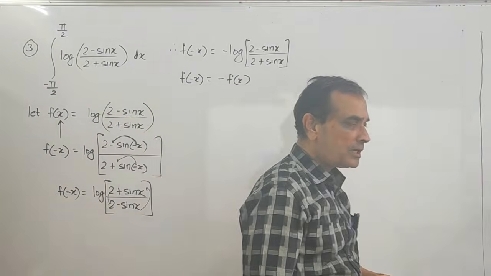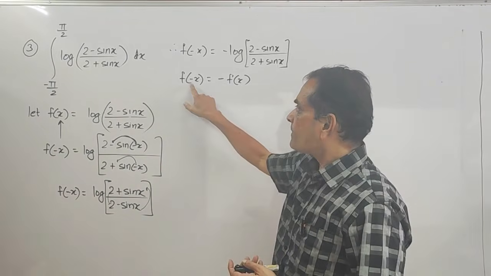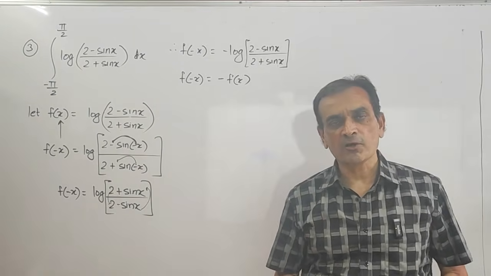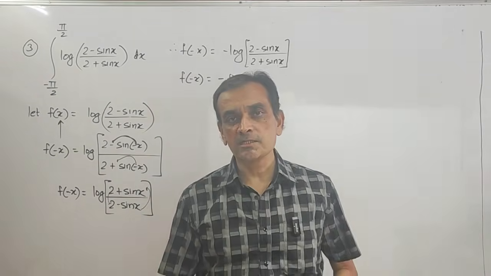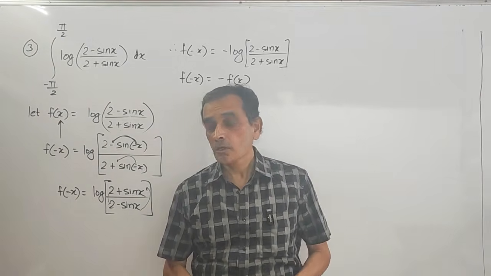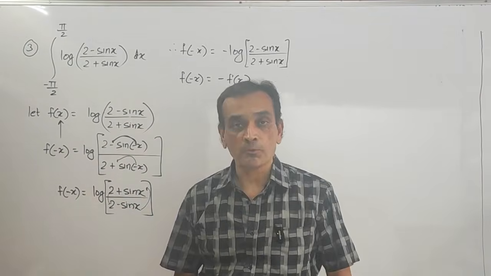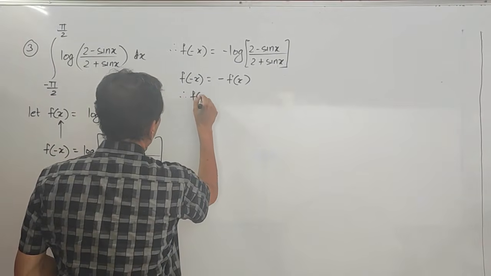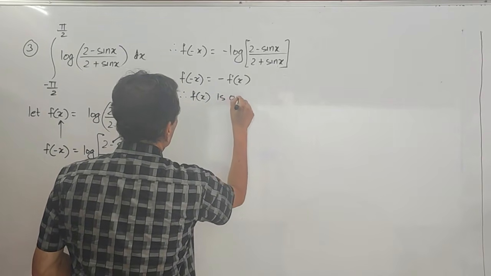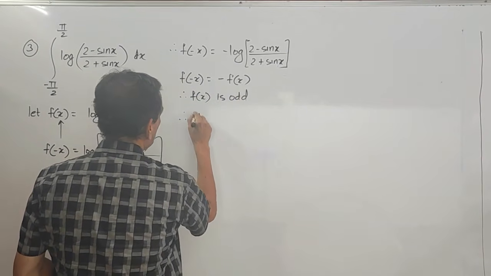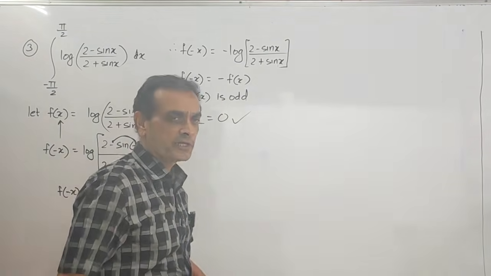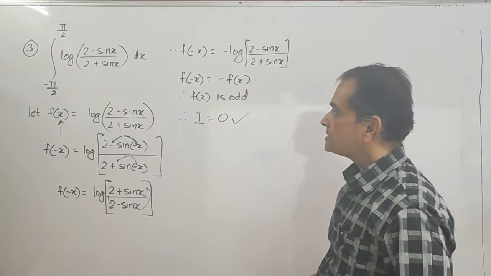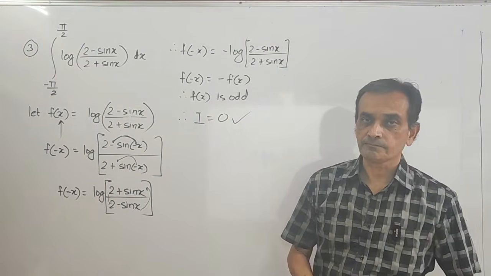Now remember this rule. If f of minus x you get minus f x, then the function is odd, and when the function is odd, we are very lucky, the answer is 0. Okay, so after replacing x by minus x, we observe that f of minus x is minus f x, therefore f x is odd, therefore integral is 0. That was the option given, as simple as that. Okay, so this is the property of odd and even function.